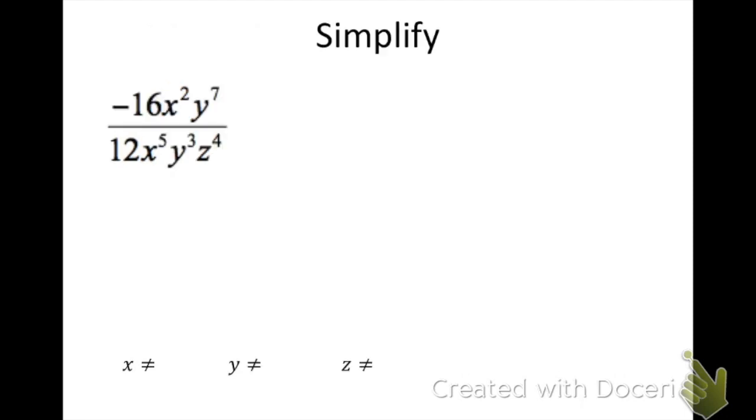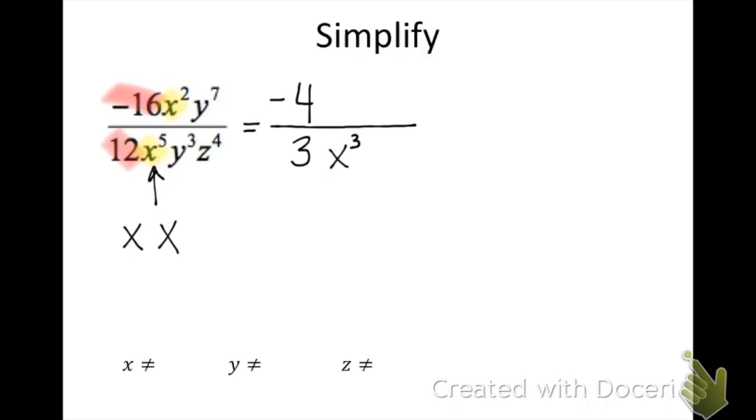Okay, same idea, but a little bit more going on here. So let's start with the negative 16 and the 12. I can divide 4 out of both of those. Now we'll look at our x's. X to the 5th and x squared. So I'm going to take 5 minus 2 and I get 3, and it goes on the bottom because there were more x's down here to begin with. Remember, that's the same thing as writing out 2 x's on the top, 5 x's on the bottom, and canceling 2 out of the top, 2 out of the bottom. You're left with 3 x's on the bottom.